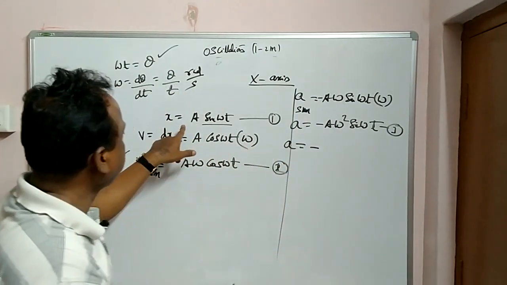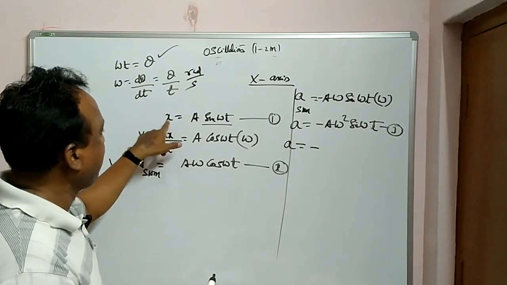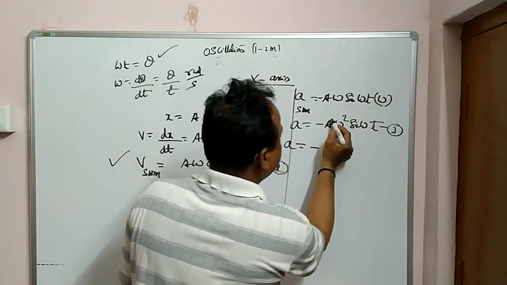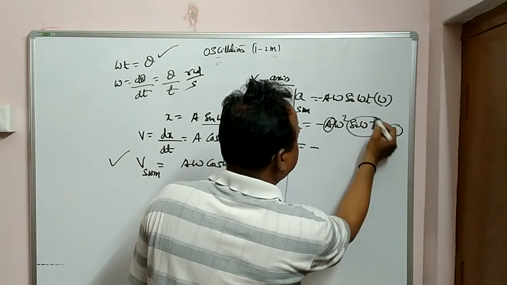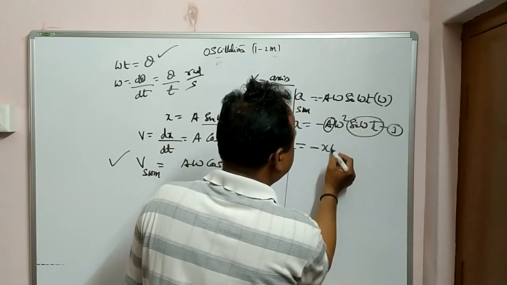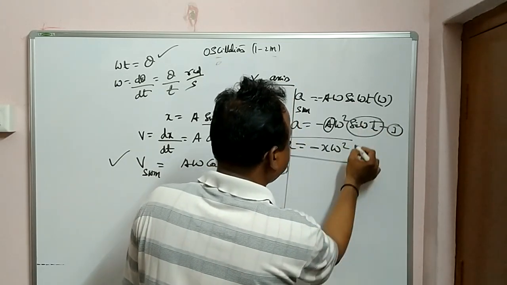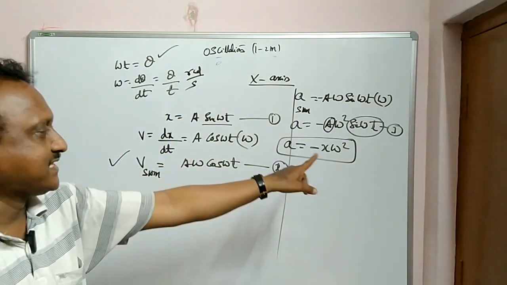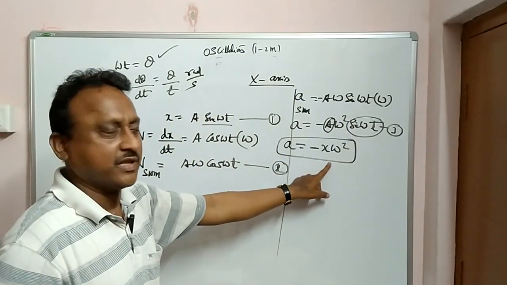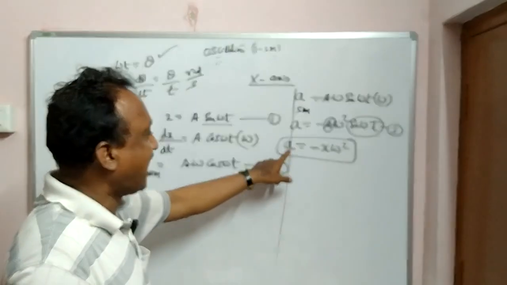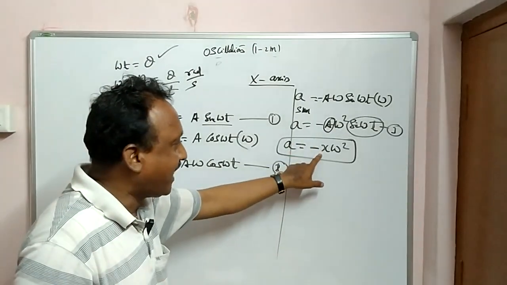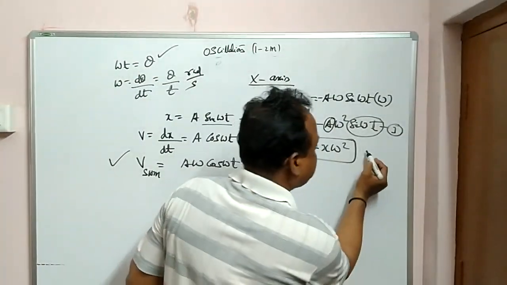కానీ జాగ్రత్త, ఈక్వేషన్ 1 చూడండి. ఈక్వేషన్ 1 ఏం చెప్తుంది? x is equal to a sin omega t. a sin omega t అంటే ఎంత? x, అంటే మైనస్ x omega square. చూడండి ఈక్వేషన్. సో దిస్ ఈజ్ జనరల్ ఈక్వేషన్ ఫర్ ద బాడీ మేకింగ్ SHM. ఏంటది? యాక్సలరేషన్ a is equal to మైనస్ x omega square. x డైరెక్షన్ ఇది.